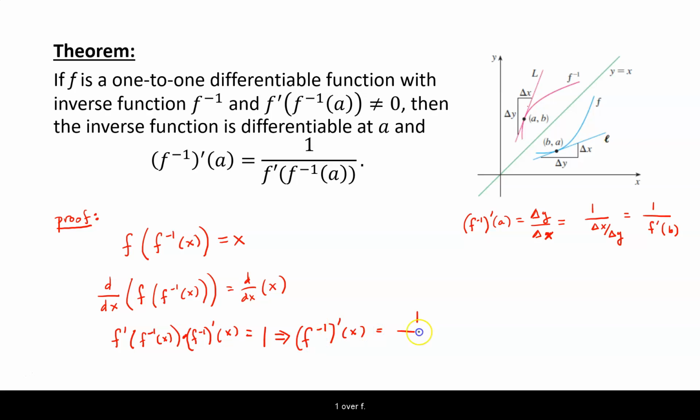So in other words, 1 over f prime of f inverse of x. And this will be valid as long as this denominator is not equal to 0. So that's part of the assumption here that we're making as well.